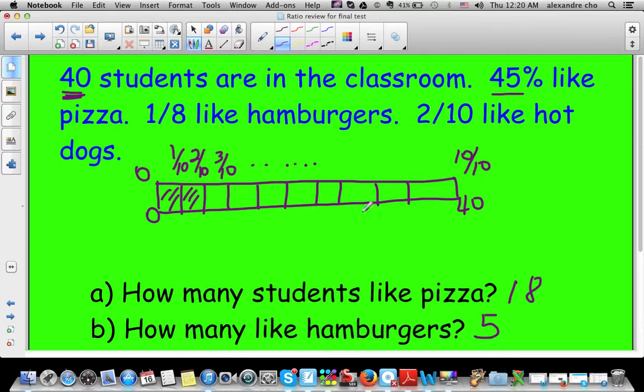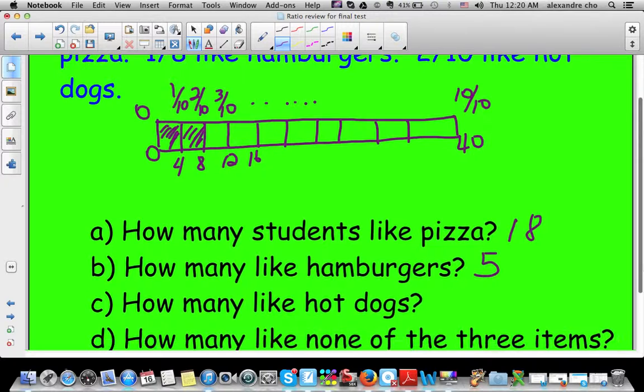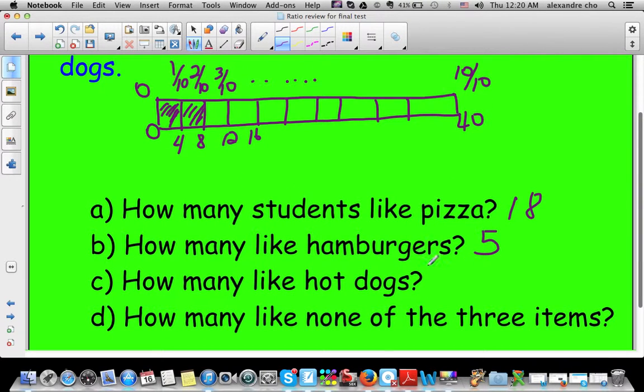If I have 40 and I'm breaking them into 10 pieces, that means every piece, 40 divided by 10, is 4. Another 4 would be 8, another 4 would be 12, another 4 would be 16, and so on until we get to 40. We're interested here in 2/10. 2/10 means 2 boxes, or 8 kids. Okay, so question C is 8.